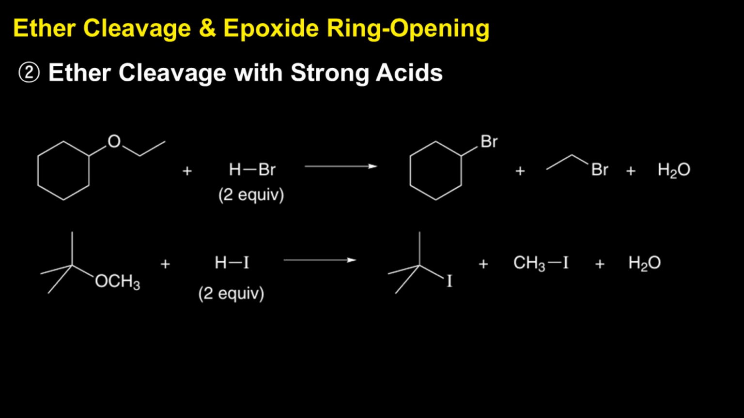In the second example, we're reacting methyl tert-butyl ether with HI. It's the same idea. We're using two equivalents of acid here, too. The tert-butyl group turns into tert-butyl iodide, and the methyl group becomes methyl iodide plus water. These are great examples of how strong acid can break even stable-looking ethers, as long as the conditions are right.